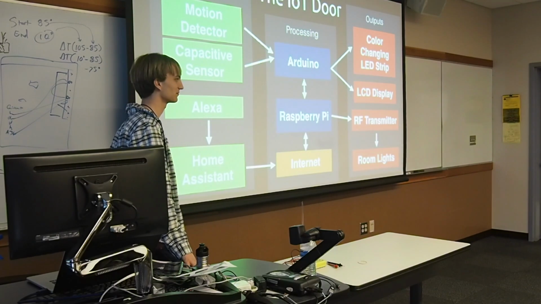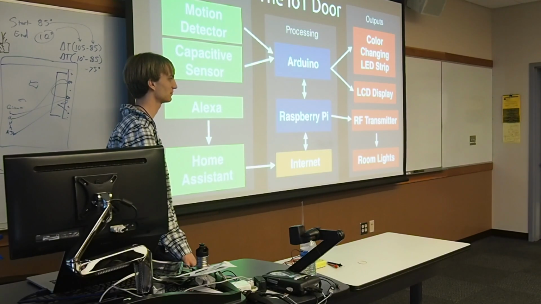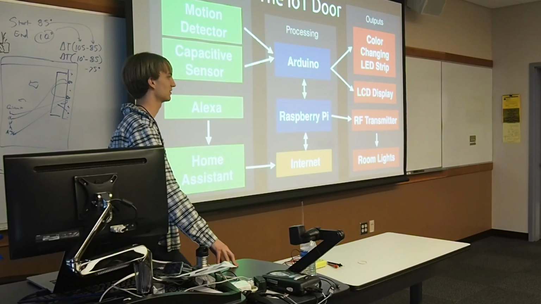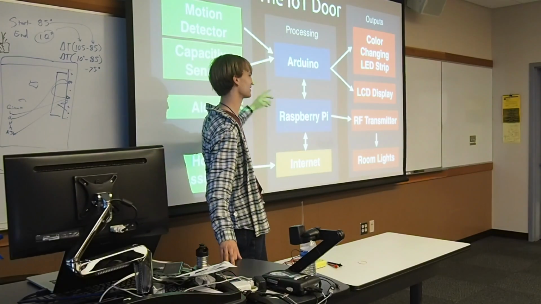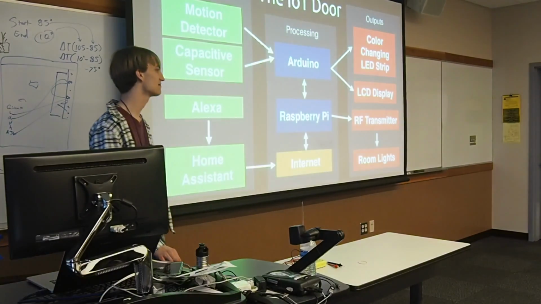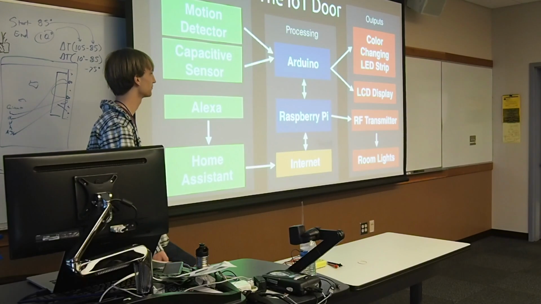Also, because Arduino is made for sensors. And Raspberry Pi is made for computation. The Raspberry Pi can connect to things, it's just not as good at it. So you combine them together.